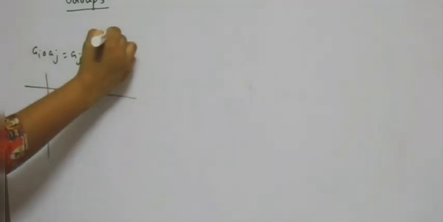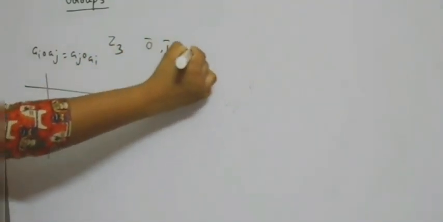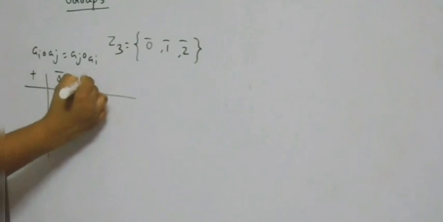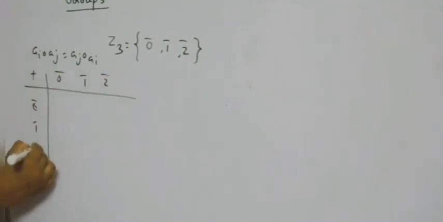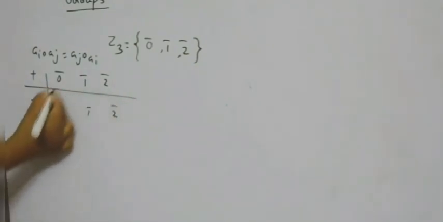Now let us take an example: the table for the binary composition of addition modulo 3 on the set Z3. So we know that on the set Z3 there are 3 elements. So the composition table is as follows.